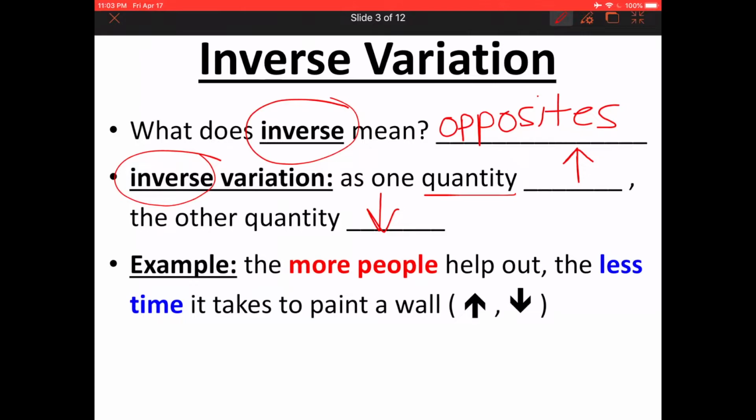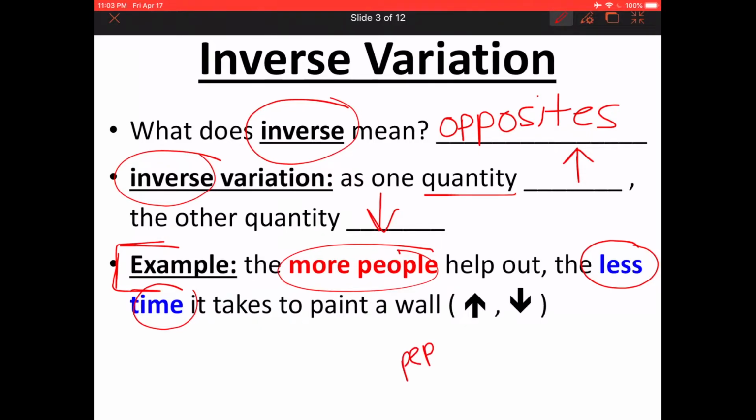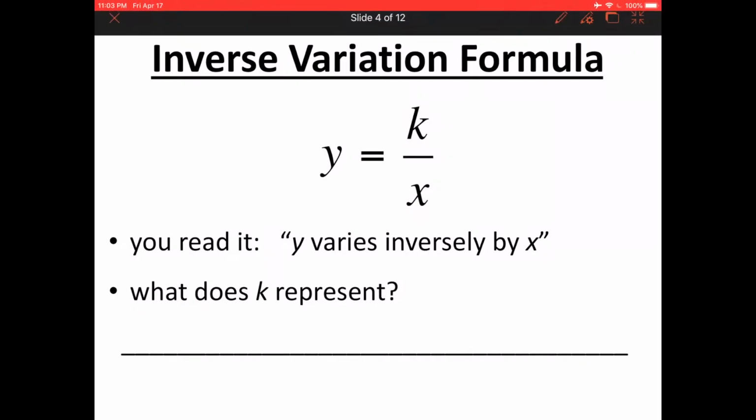Okay, look at the example that we have right here. The more people help out, the less time it takes to paint the wall. So here, as the amount of people is going up, the time is going down. Okay, so that's a real life example of inverse variation. The amount of people there is going up, so the amount of time it takes to paint the wall is going down.